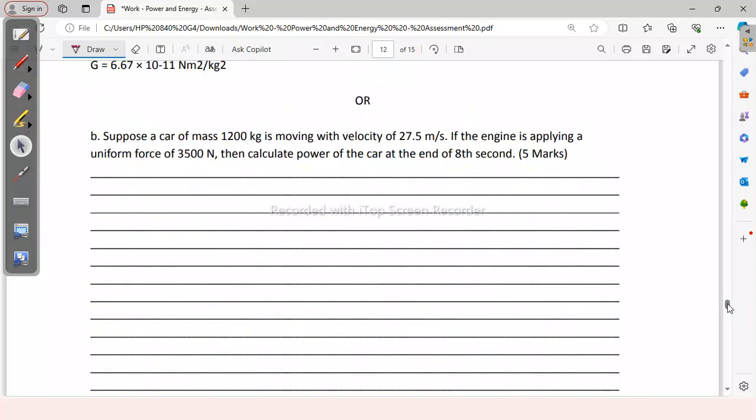Then in this question they are saying suppose a car of mass 1200 kilograms is moving with a velocity of 27.5 meters per second. If the engine is applying a uniform force of 3500 Newton, then the power of the car at the end of 8 seconds, time is given to be 8 seconds. This is what you are to calculate.